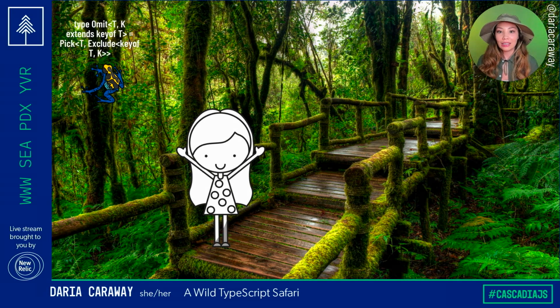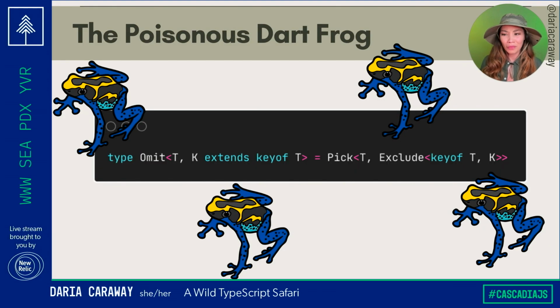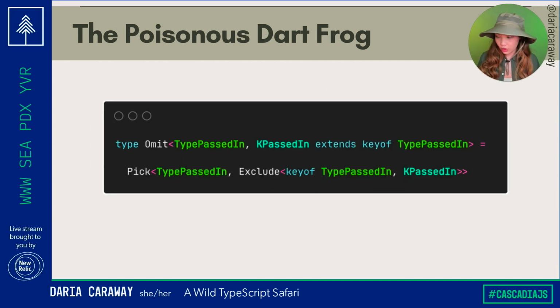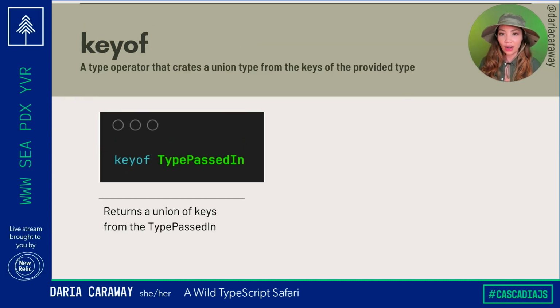Then we come across this poisonous dart frog type, which is poisonous. It's small, it's unpredictable, and there's lots of things going on here. We have multiple generics, multiple utility types, and multiple key of operators. So first thing, again, I want to spread it out and fill in all the generics. There are actually 2 generics being passed into this type. I called the first one type passed in, and I called the second one K passed in, because I'm not sure what that line is doing yet. So let's figure that out.